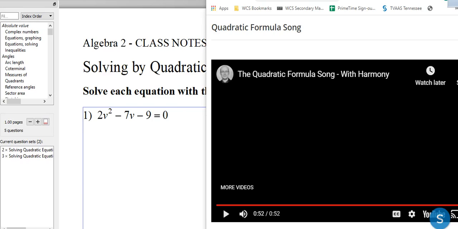Today we're going to talk about solving quadratic equations using the quadratic formula. Some of you will probably be familiar with this from Algebra 1 and remember how to do it. But for those of you that don't, the first thing I want to start off with is showing you the quadratic formula and giving you a way to go ahead and memorize it.